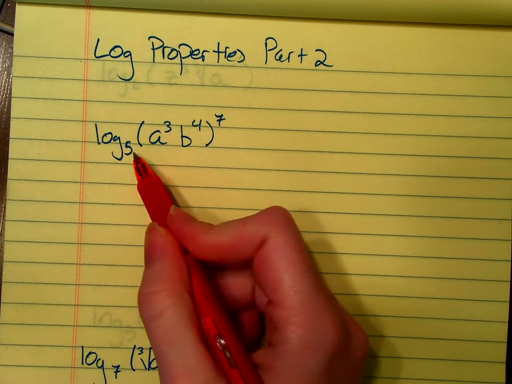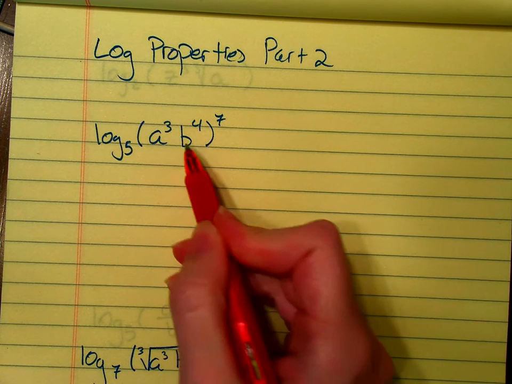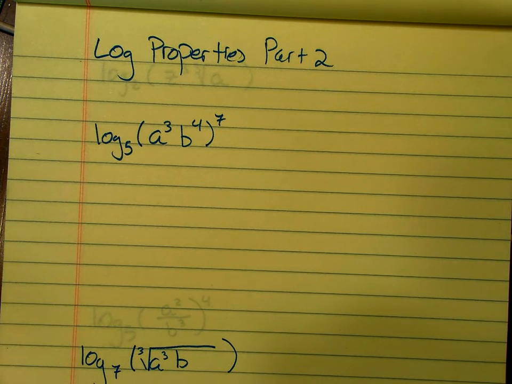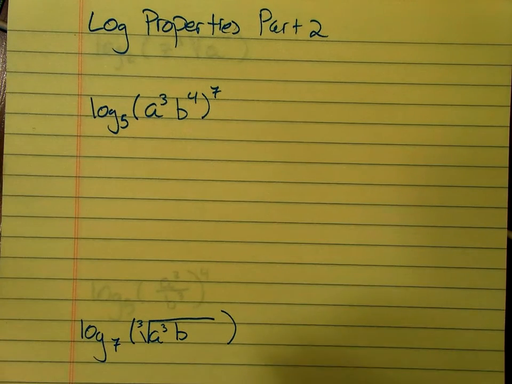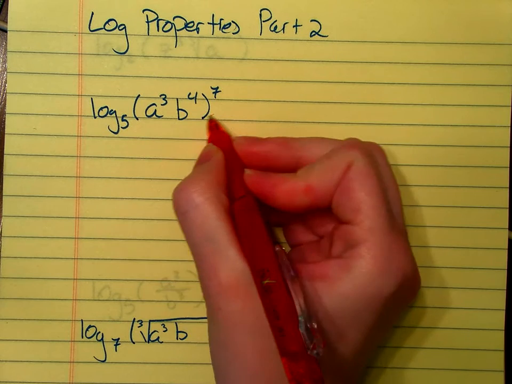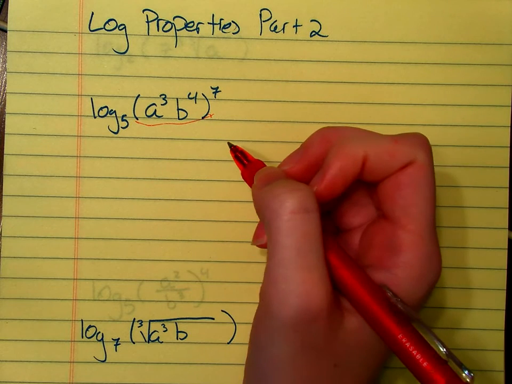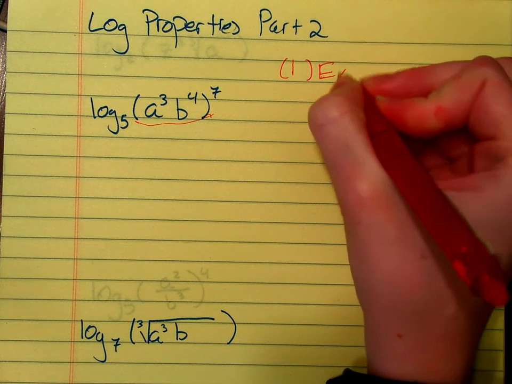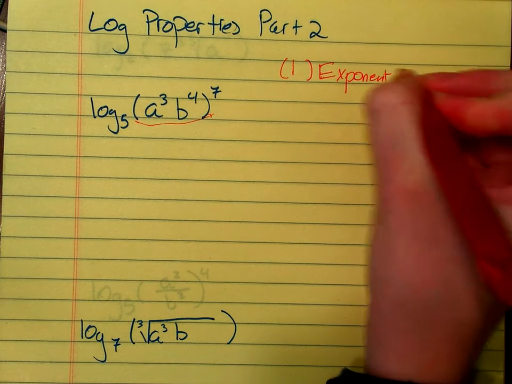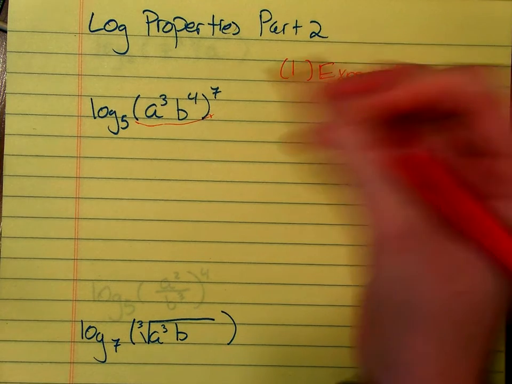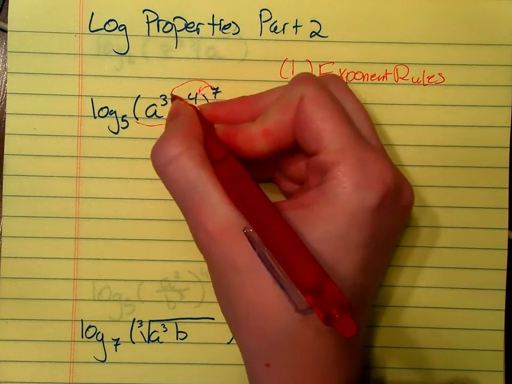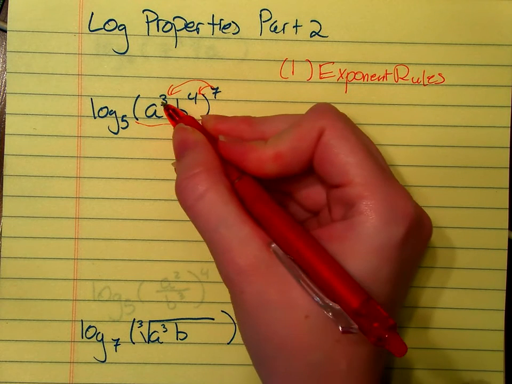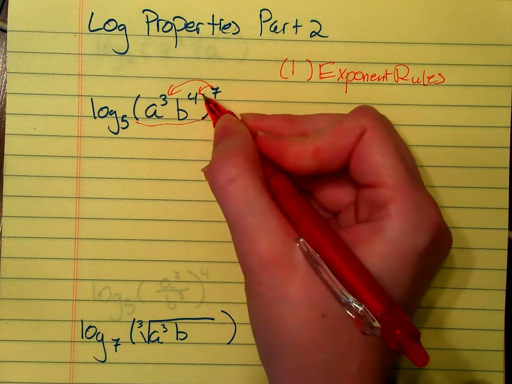Let's say you have log base 5 of a to the third, b to the fourth, all taken to the 7th power, and you want to expand this out. Well, first you want to simplify it a little bit using just your exponent rule. That's the first thing you always do: apply what you already know about exponents first. A power of a power is distributed to each part. This means I have a to the third, 3 a's, 7 times.